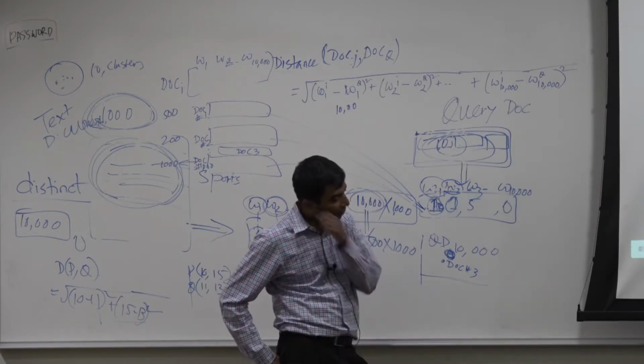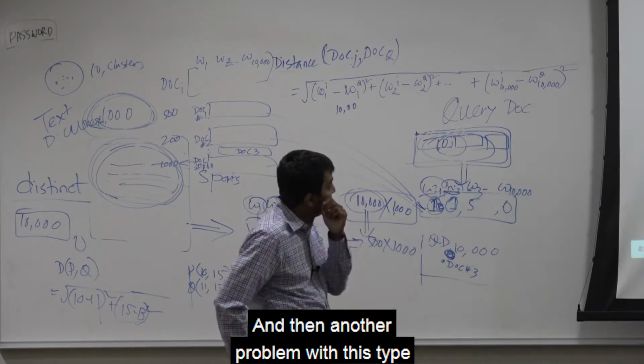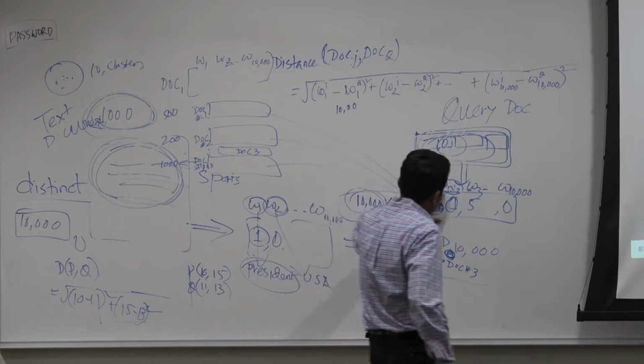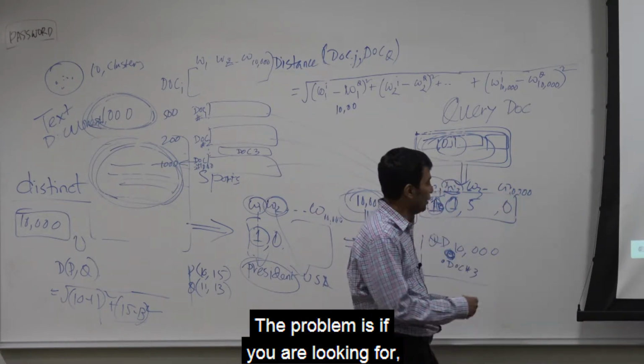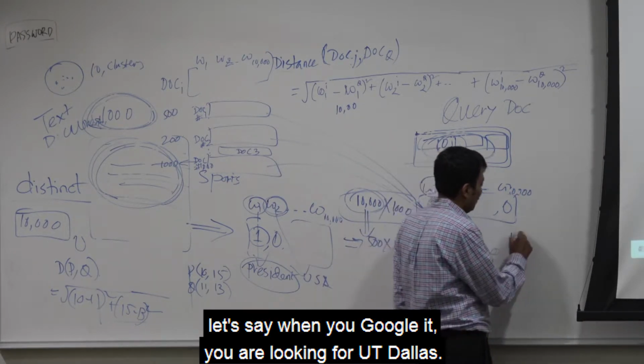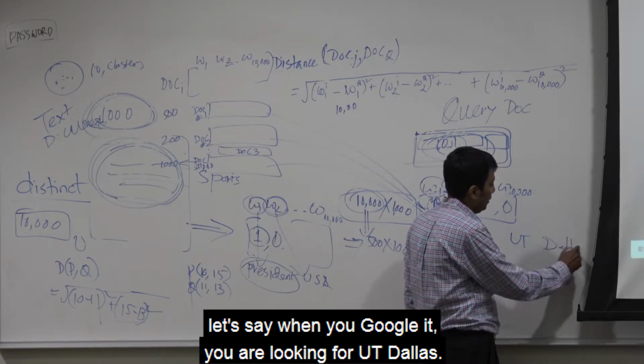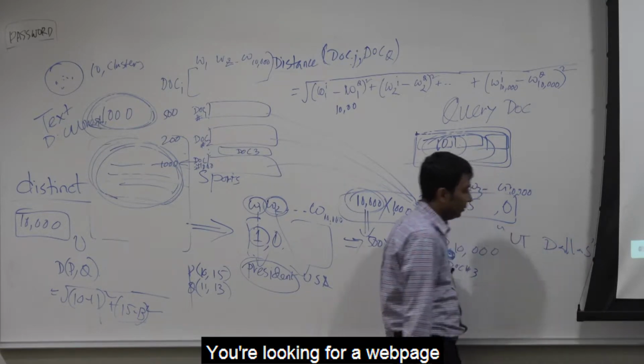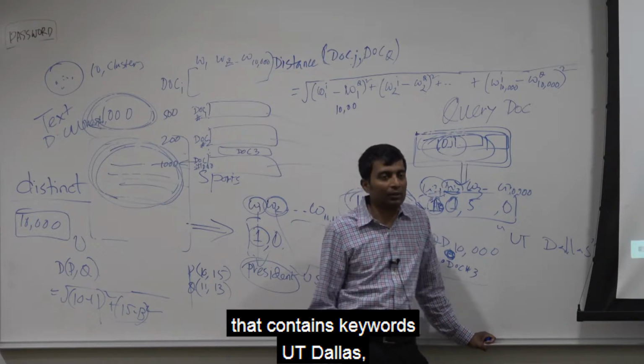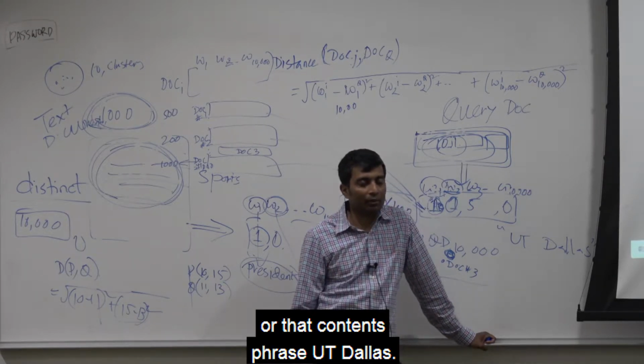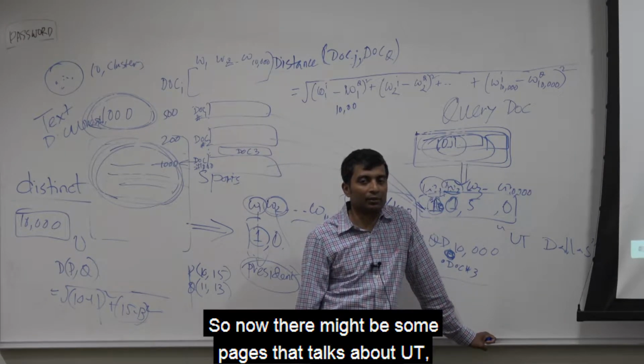Now, this is not an effective model. And then another problem with this type of representation, what is it? The problem is, if you are looking for, let's say, when you Google it, you are looking for UT dollars. You are looking for a web page that contains keywords UT dollars, or that contains the phrase UT dollars.